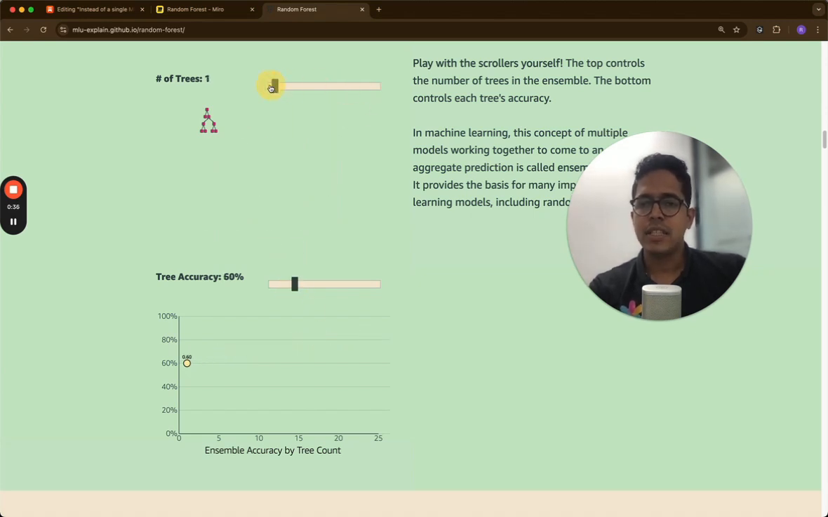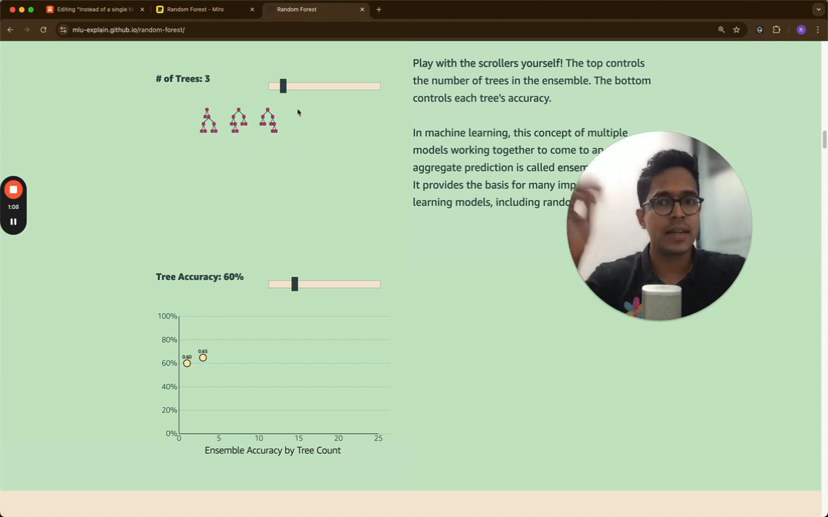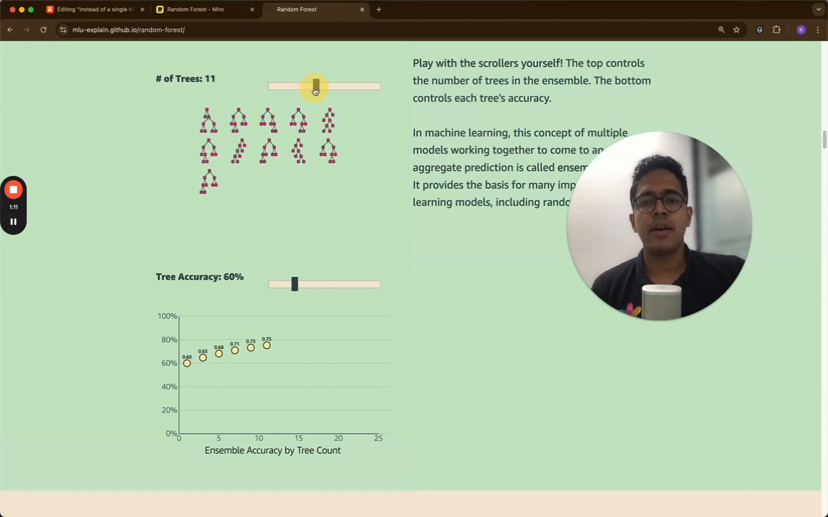If you have just one tree, obviously the accuracy is going to be 60%, because the individual tree has an accuracy of 60%. But what if you have two trees, or three trees here, where each tree has 60% accuracy? Then you have a collective accuracy increasing to 65%. None of these individual trees has 65% accuracy. They are each only 60% accurate, but collectively, this set of trees can now make a better prediction, at a 5% increased accuracy. What if I have 11 trees?